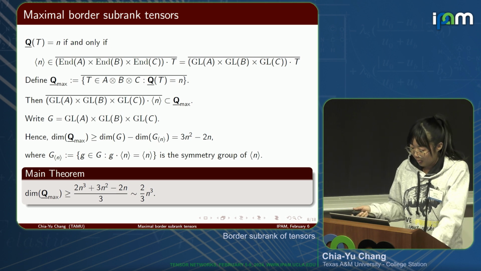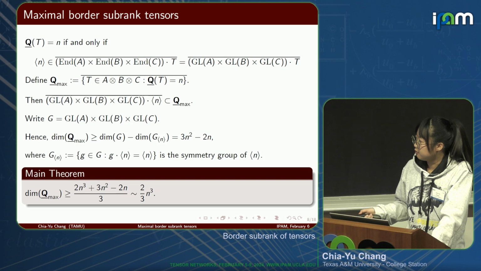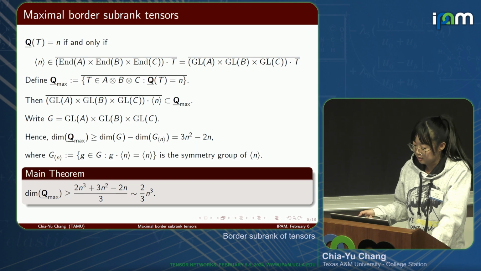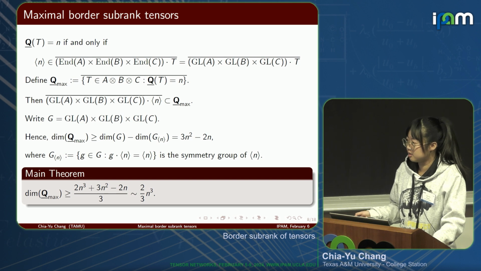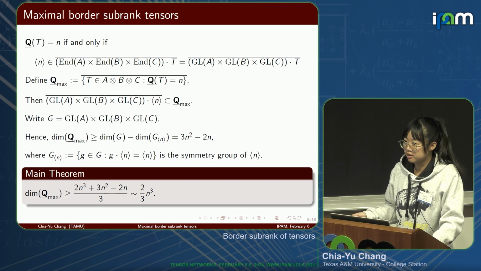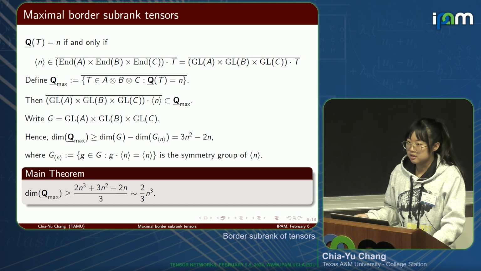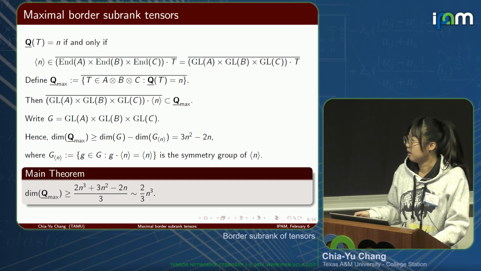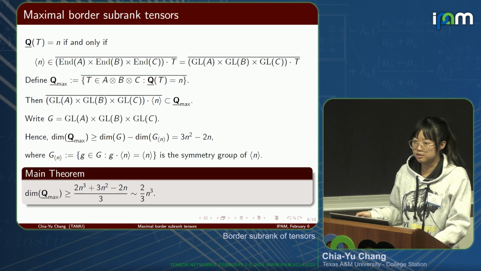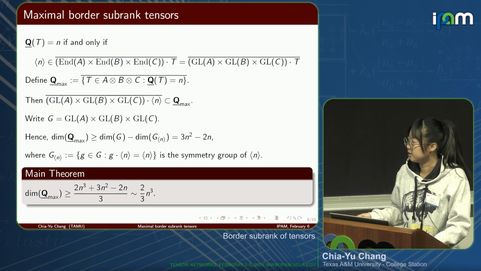Okay, and the idea to prove this main theorem is that I construct tensors that are of maximal border subrank by using the unit tensor. So if we take the unit tensor n plus some vector w, we want to know for what vectors w the unit tensor plus w is of maximal border subrank.